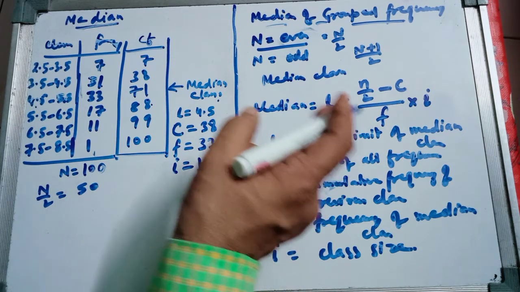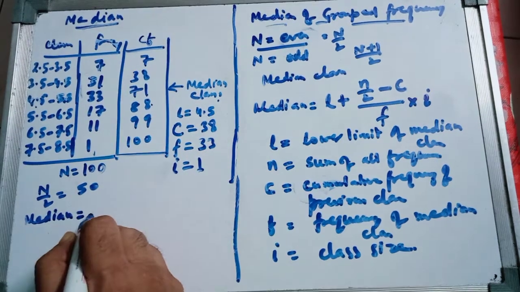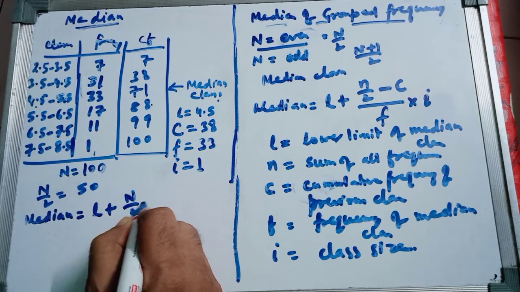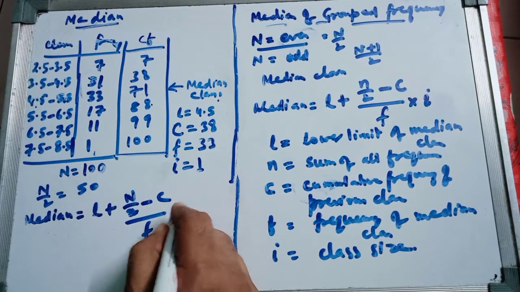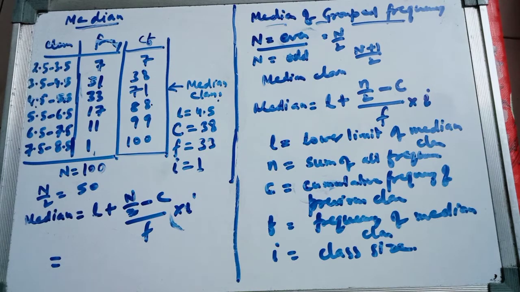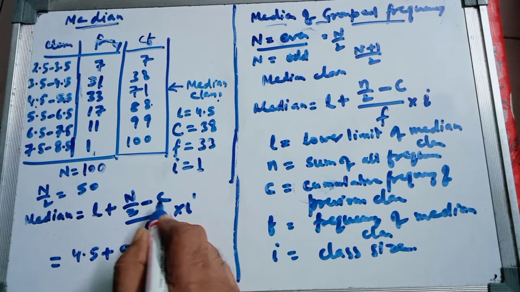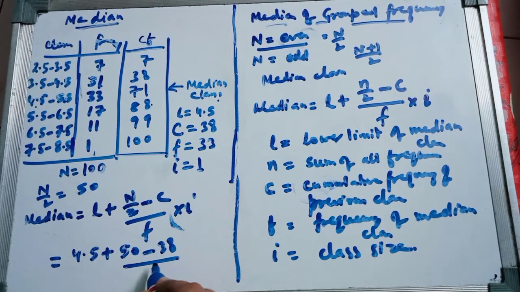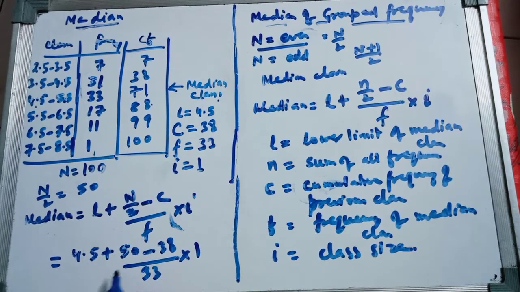Now we substitute the values in this formula to get the median. So median, you write the formula L plus n by 2 minus C upon f into i, the class size. Now you substitute. L is 4.5. N by 2 is 50. C is 38. F is 33. I is 1. Now you simplify this. So 50 minus 38 is 12.